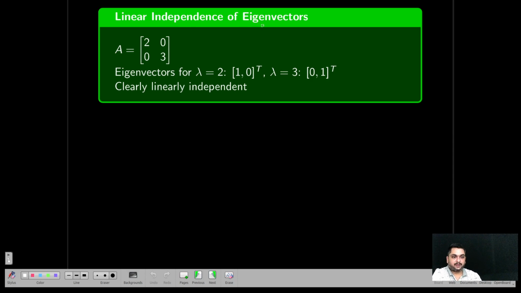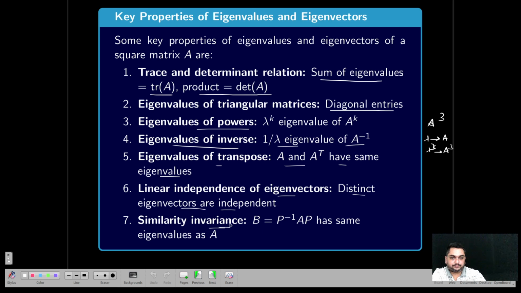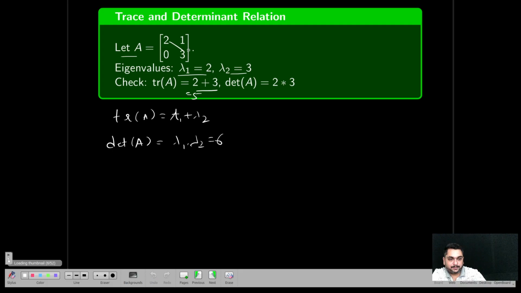Linear independence of eigenvectors. So this is key. For example, when you solve examples, you get lambda equal to 1, lambda equal to say 3, and lambda equal to 4. So we calculated eigenvectors for each of the lambda. Now if I take all those values, they are independent. What this rule says is that distinct eigenvectors are independent. Okay.